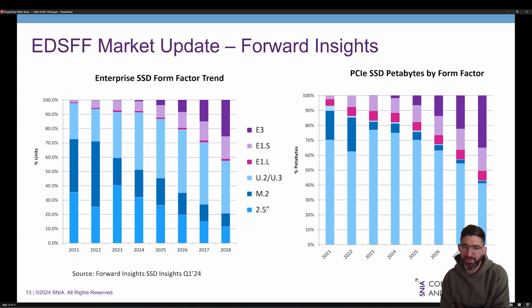Now by form factor in petabytes, we add a huge chunk of E1.S already in 2024. You can see the purple and this pinkish are E1.S, and in 2024 it's estimated to be almost 20% of the petabyte volume. And you can see all the way out to 2028 when we actually eclipse 50% of the total volume.